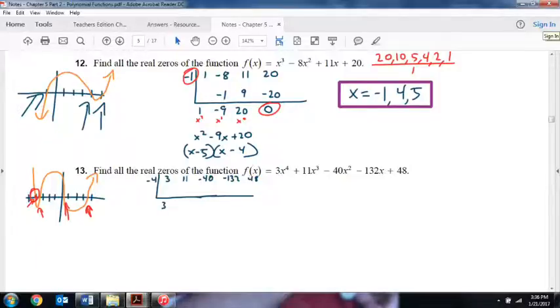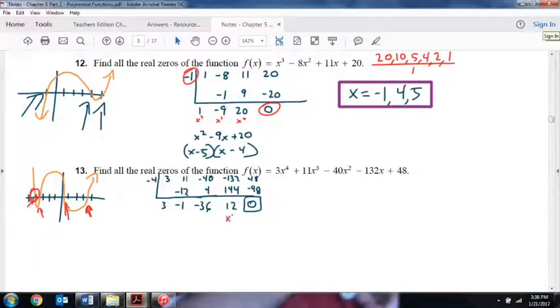So 3. 3 times negative 4 is negative 12. Negative 12 plus 11 is negative 1. That's positive 4. That's negative 36. Negative 36 times negative 4 is positive 144 minus 132. Should be what, 12? Yep, that's 12. 12 times negative 4 is negative 48. Good. And that's a 0. Good. So negative 4 is one of our roots. It worked that time. And so, here we go.